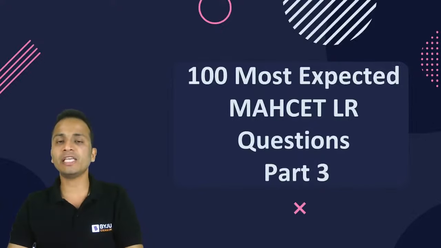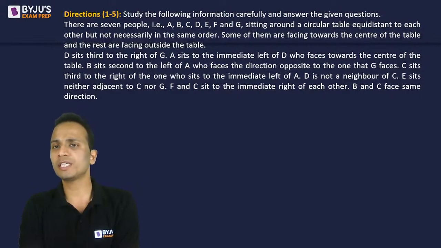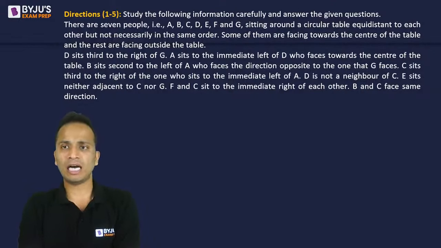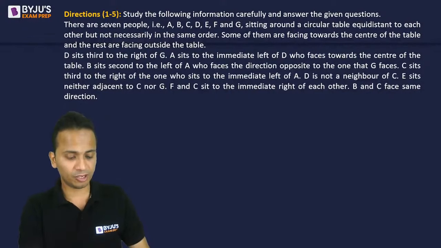The first set is on your screen now. So this is the entire information that is given related to the first set. There are 7 people, A, B, C, D, E, F, and G, sitting around a circular table equidistant to each other, but not necessarily in the same order. Some of them are facing towards the center of the table and some are facing outside the table. Now, after this information, there are conditions that are given using which you will have to make a circular arrangement.